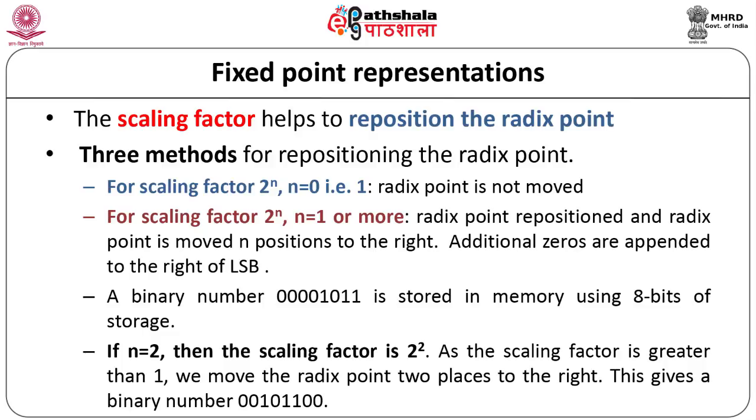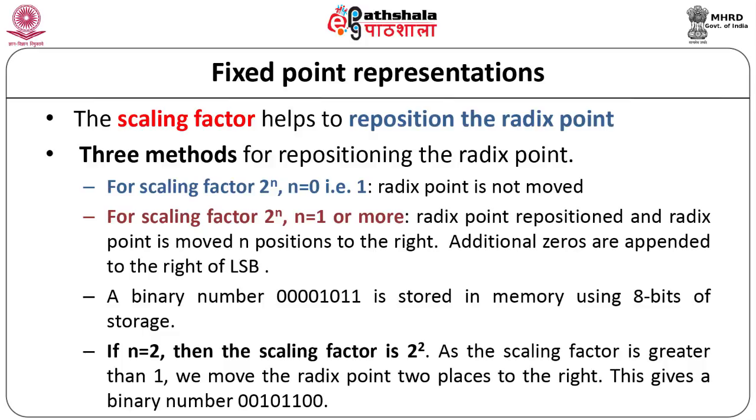In this case, the radix point is not moved and the number is stored at the same position. Second, for scaling factor 2 raised to n, where n is equal to 1 or more, in such a case the radix point is repositioned so that the radix point is moved to the right. In this case, additional zeros are appended to the right of the LSB. The actual number to be represented is larger than the binary number that was stored in memory.